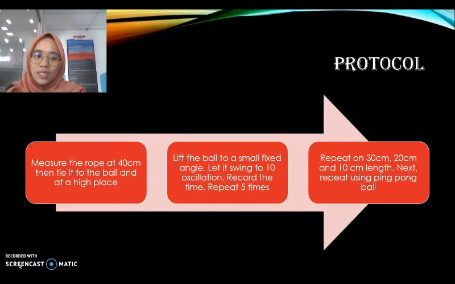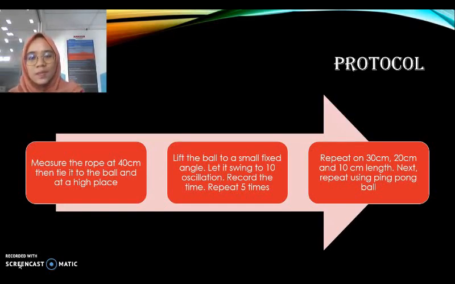The protocol is, first, we need to measure the rope at 40 centimeters, and then we tie it to the ball and make sure it is tied tightly, and we need to put it at a high place. Second, we need to lift the ball to a small fixed angle and let it swing for 10 oscillations. When it has completed 10 oscillations, we record the time and repeat it 5 times.